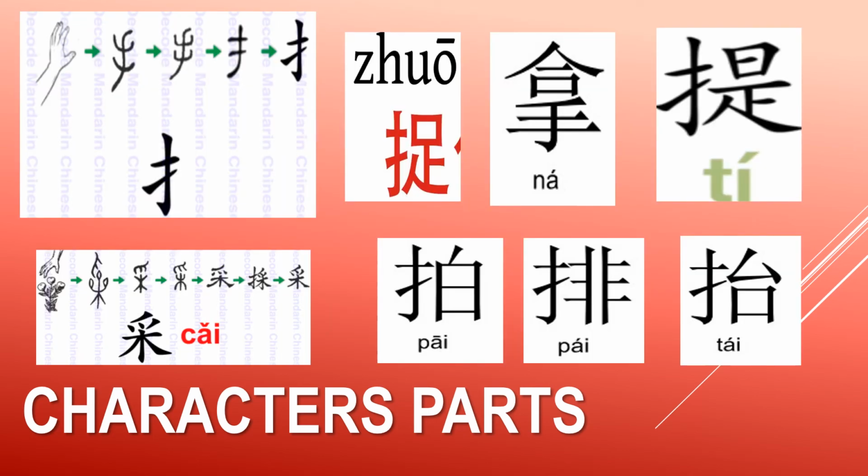This is the part to do with hands or doing something. We call it 提手旁. The examples I gave are 捉 means to catch, 拿 means to take, 提 means to carry, 拍 means to pat, 排 means to arrange something into order, 抬 means to lift something up.